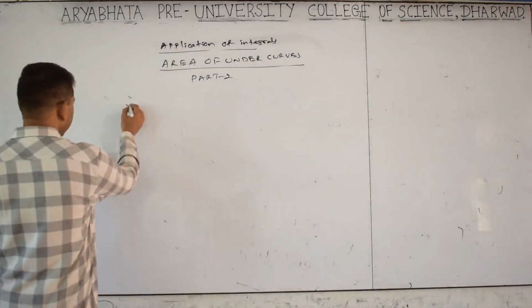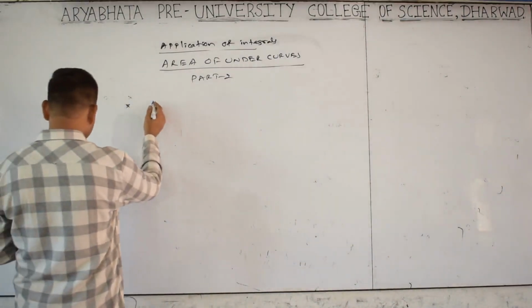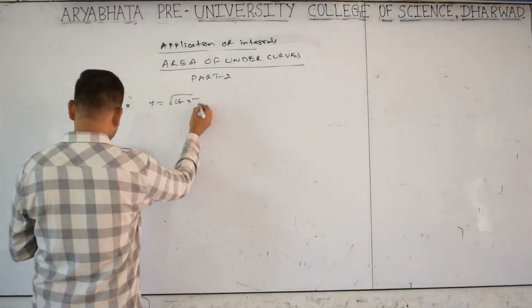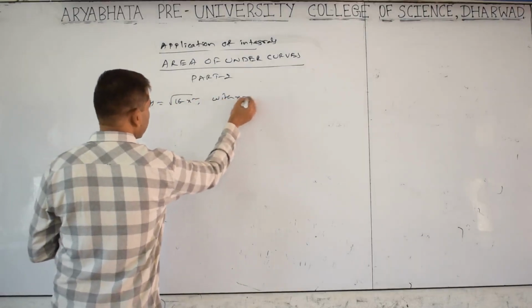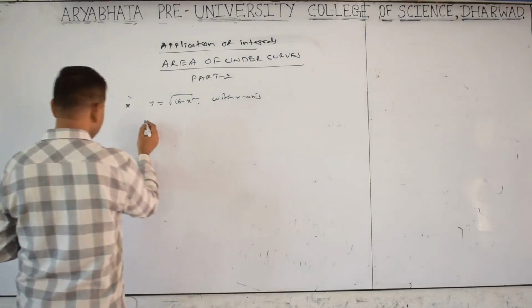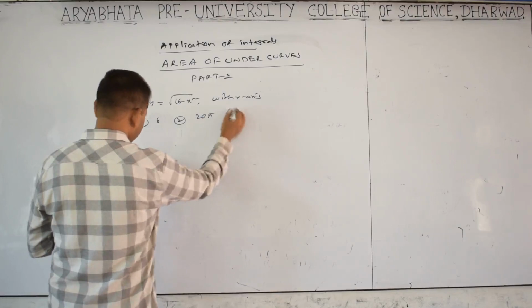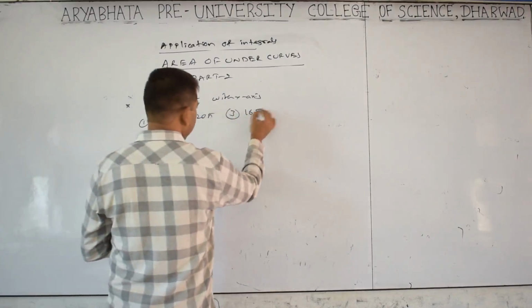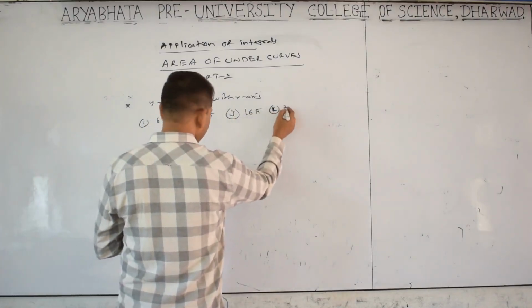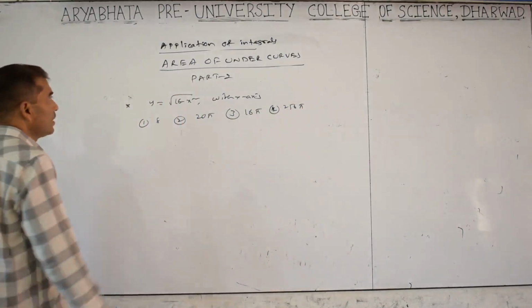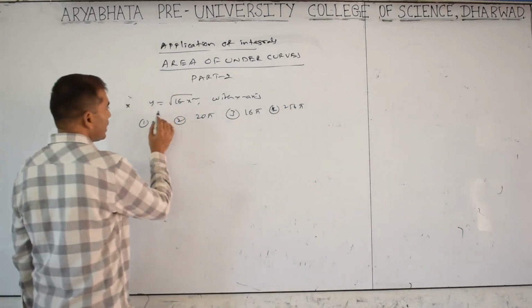Next one, the area of the region bounded by the curve y is equal to root of 16 minus x square with x axis. Option 1 8 square unit, option 2 20 pi, option 3 16 pi, option 4 256 pi. Yes, with x axis. So very easy.